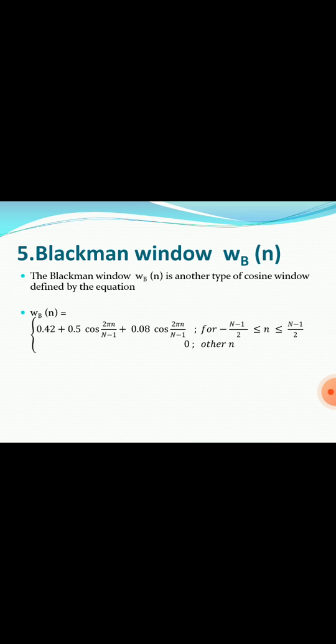Next one, Blackman window. The Blackman window is also one of the types of cosine window. It will be represented by WB of n. The magnitude will be 0.42 plus 0.5 cos 2 pi n by (N minus 1) plus 0.08 cos 4 pi n by (N minus 1), for the values of n varying from minus (N minus 1) by 2 to plus (N minus 1) by 2. For other values of n, the magnitude will be 0.